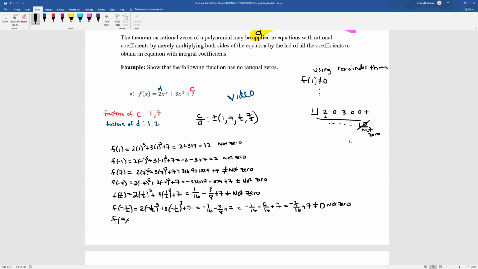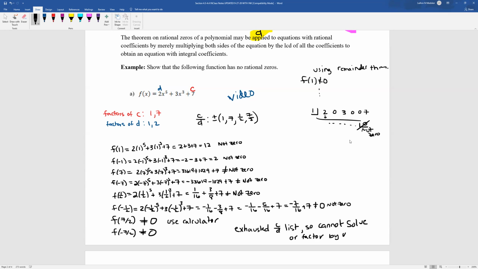And then we would do the same thing with 7/2 and -7/2. Now I'm not going to go through and prove all of those individually, but use your calculator. Okay. But you can kind of see the gist of it. So if you've exhausted our whole list, so we exhausted the C/D list, so cannot solve or factor by using the rational root theorem.